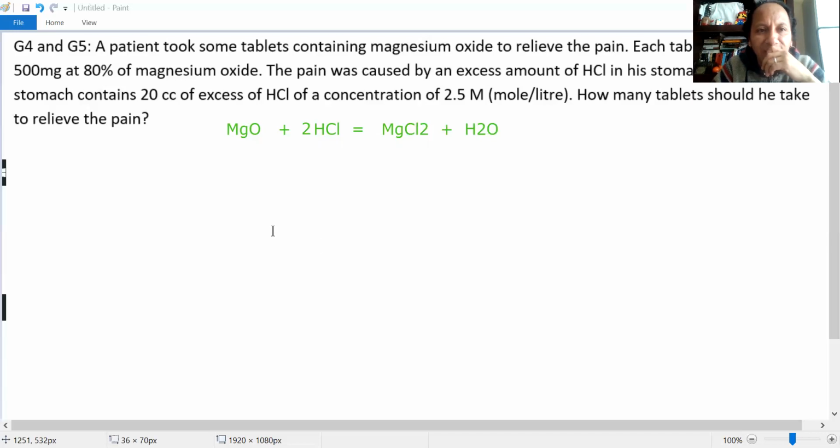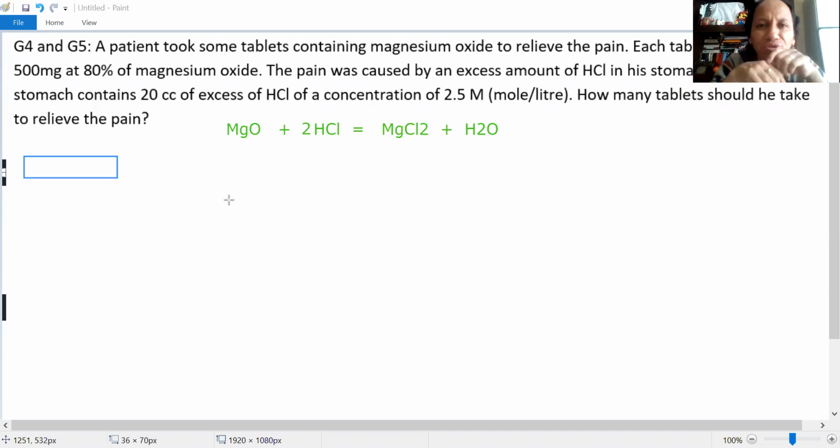Now, let's read the exercise again. Each tablet contains 500 milligrams, 80% of magnesium oxide. So let's write that: 500 milligrams. So one tablet. I'm going to draw the tablet for you in here. This is the tablet. And it says 80% of magnesium oxide.